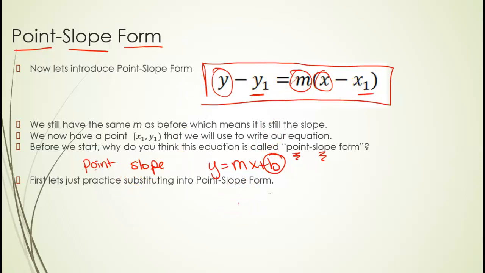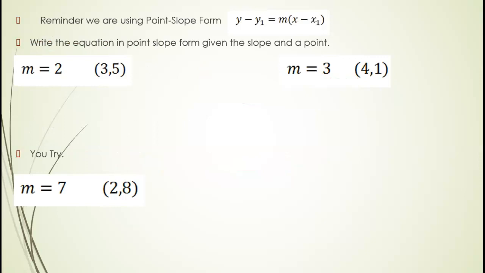Let's do some practice just on substituting. Here's a reminder of your equation at the top that we're going to be using. You don't have to have this memorized, but you just need to be able to use it. What you're being given here is the slope and a point. This is your x1 and your y1.